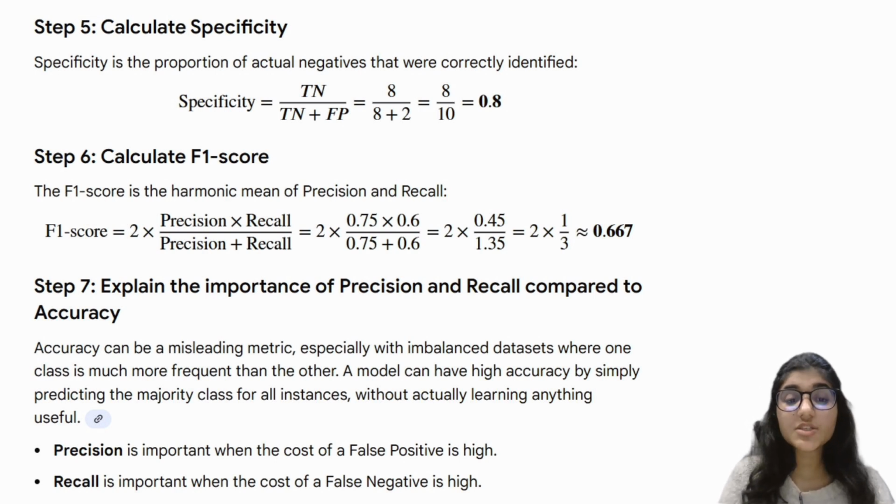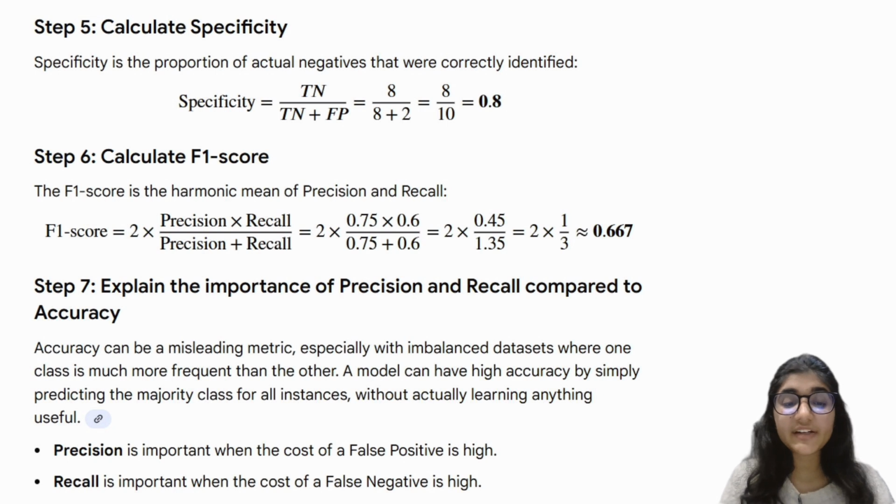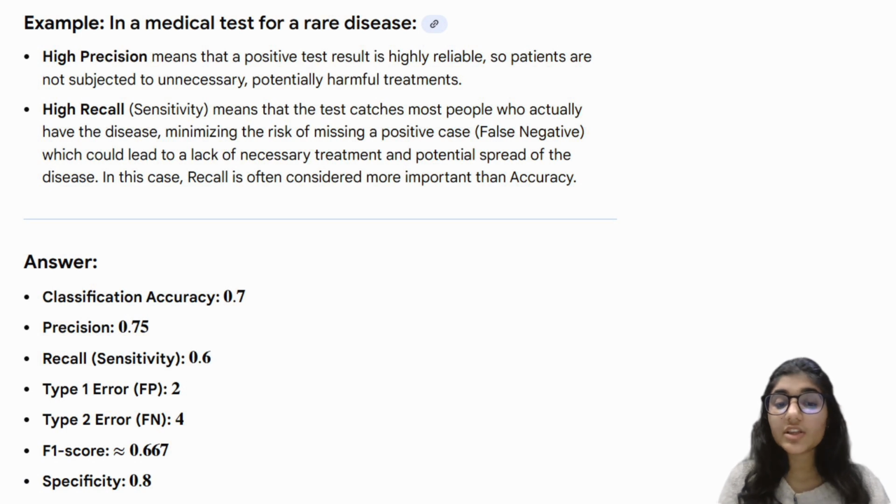Now the seventh step is to explain the importance of precision and recall as compared to accuracy. Accuracy can be a misleading metric, especially with imbalanced data sets where one class is much more frequent than the other. A model can have high accuracy by simply predicting the majority class for all instances without actually learning anything useful. So precision is important when the cost of false positives is high, and recall is important when the cost of false negatives is high.